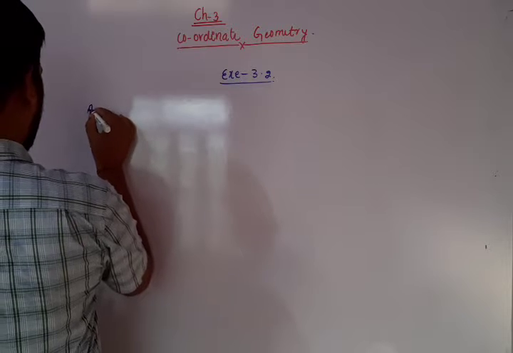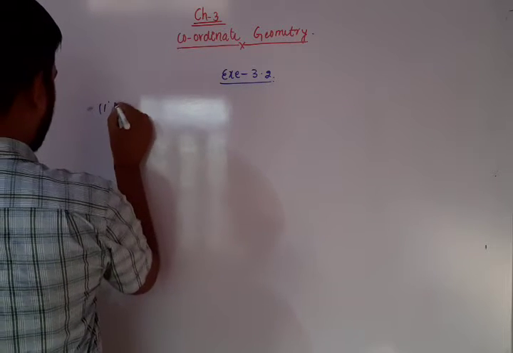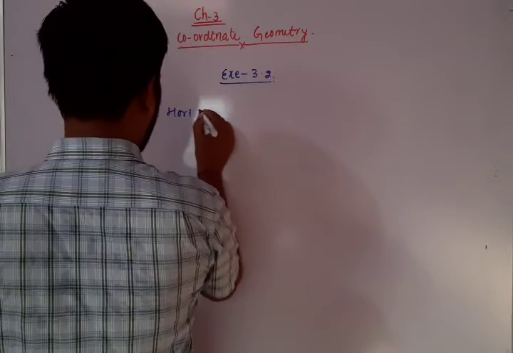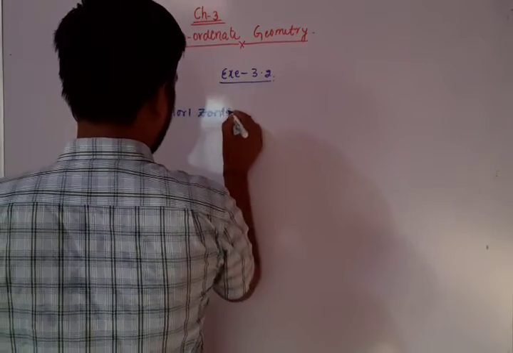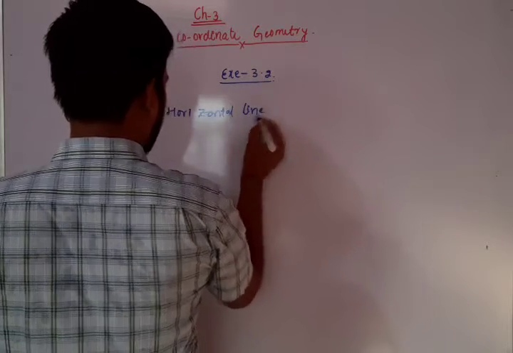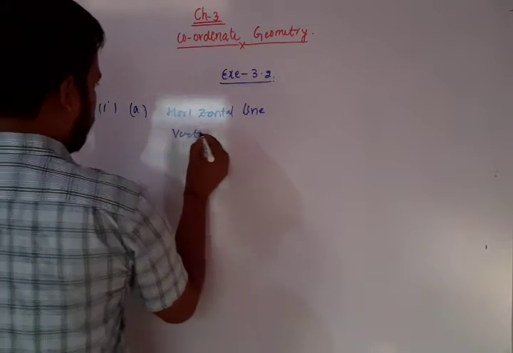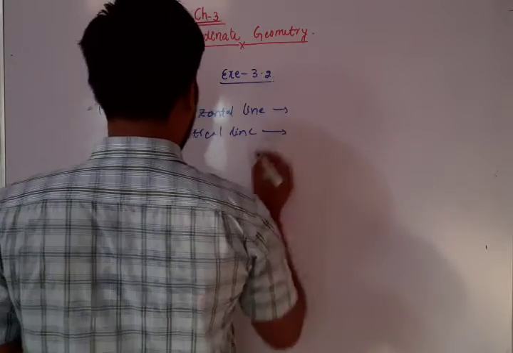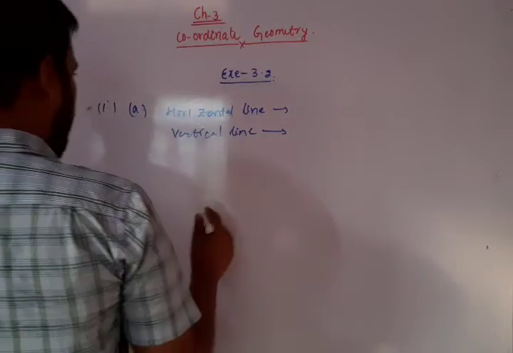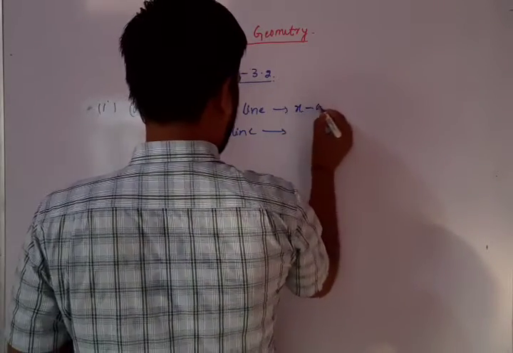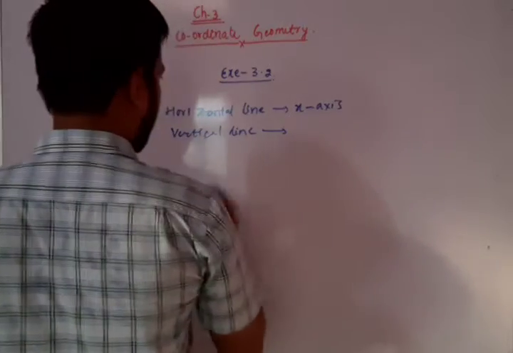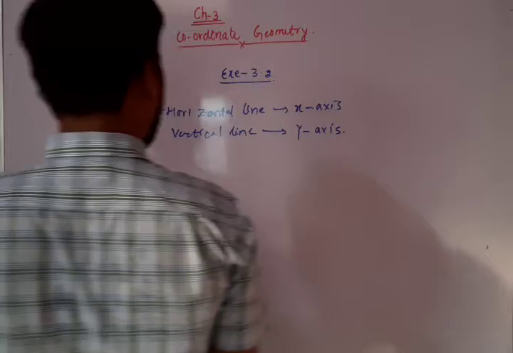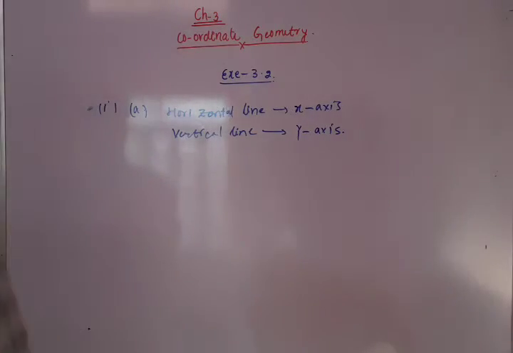So, question number 1A, horizontal line, and next one is vertical line. What is the horizontal line? Horizontal line is the x-axis, and vertical line is the y-axis. Horizontal line is the x-axis and vertical line is the y-axis.